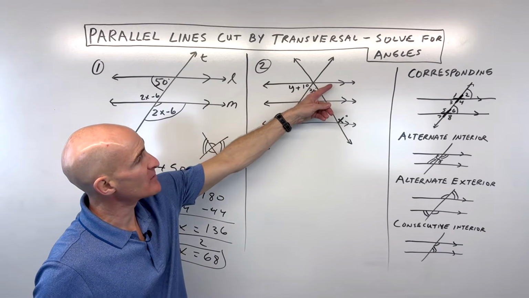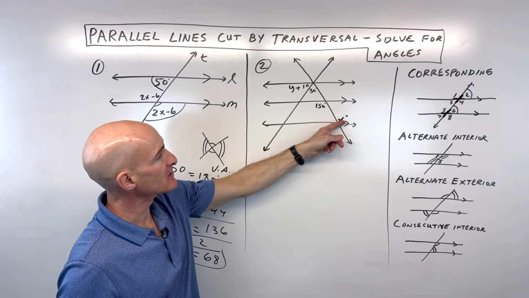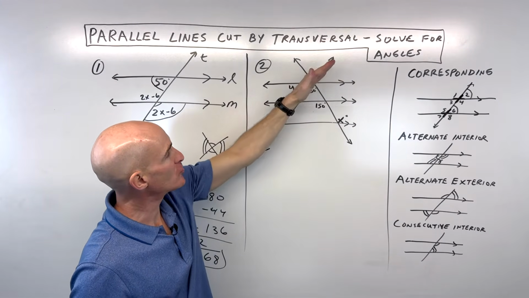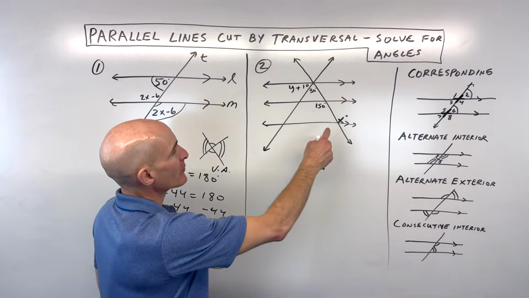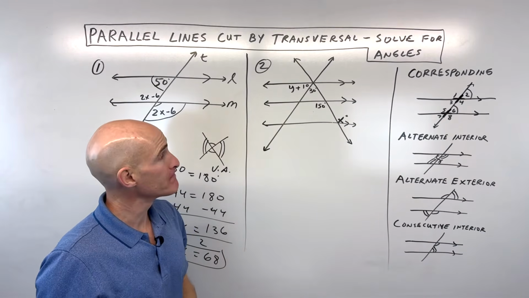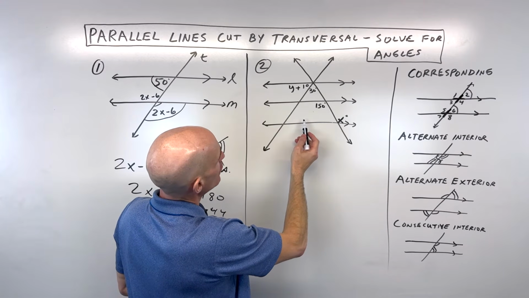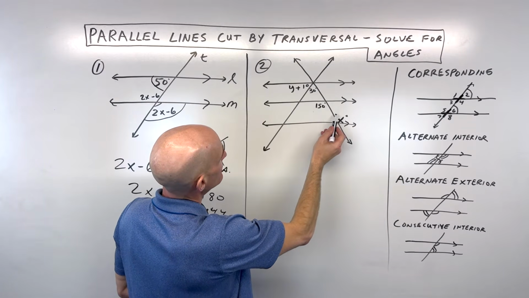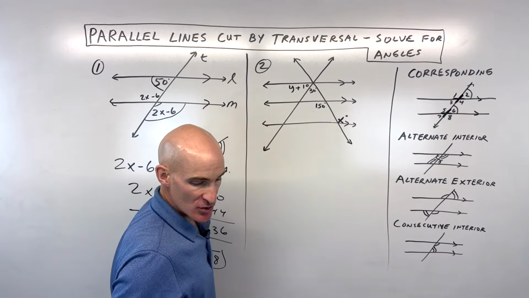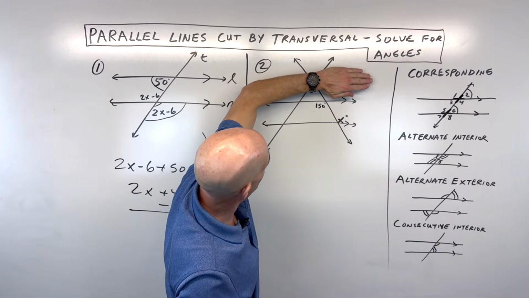So number 2 is interesting because we have 3 parallel lines, right, cut by these 2 transversals, and we want to find out the value of x and y. So let's take a look at this problem here. So it looks like we've got this angle, and sometimes what you want to do is kind of block out the angles that you're not using.